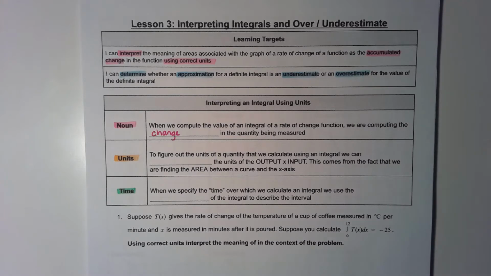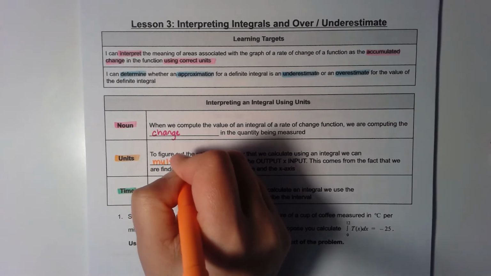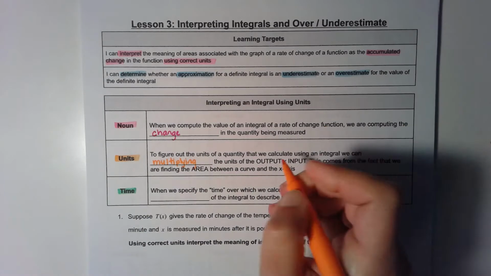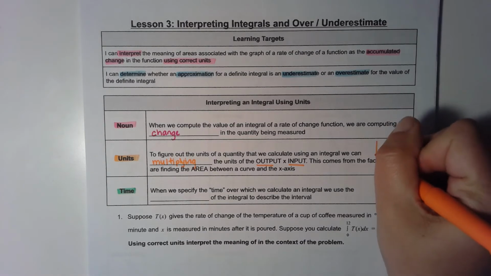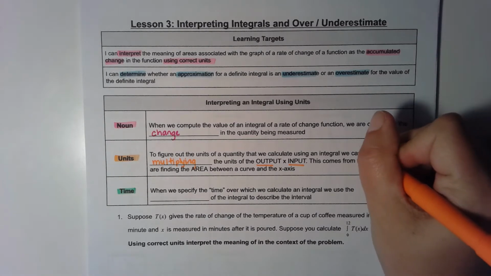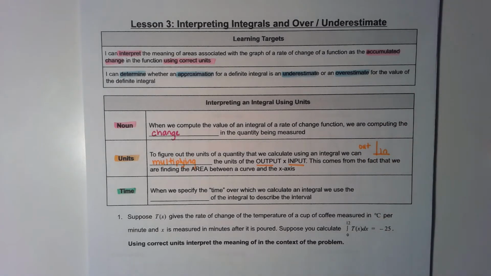The units you're going to use, you can figure these out by using an integral by multiplying the output units by the input units. This comes from the fact that we're finding the area. So anytime you find an area of a rectangle and you're doing base times height, you're going to be multiplying the output units times the input units. Base is the input units, height is the output units. So when you find these areas, your units are going to be the input times the output units.